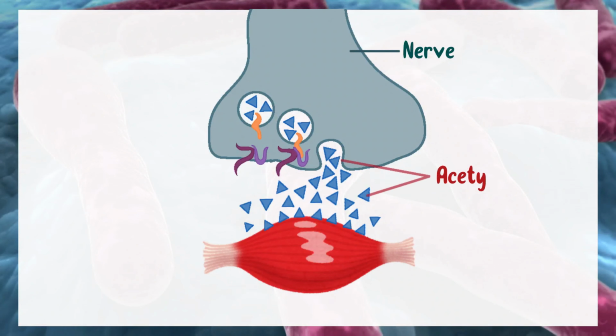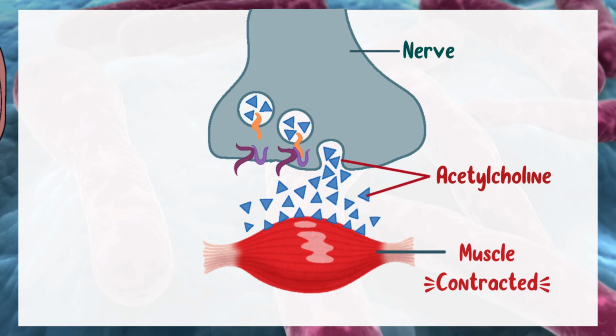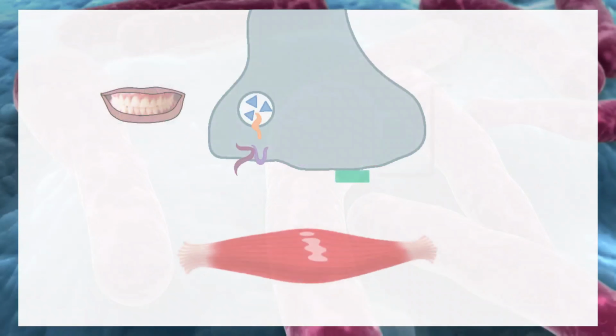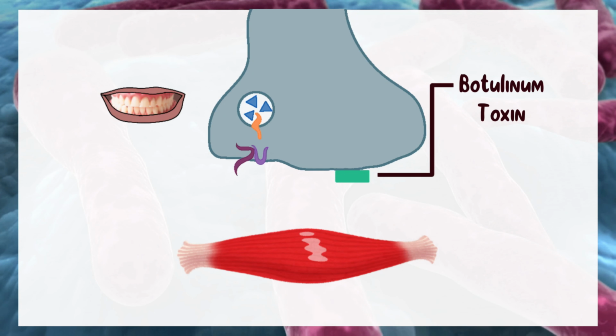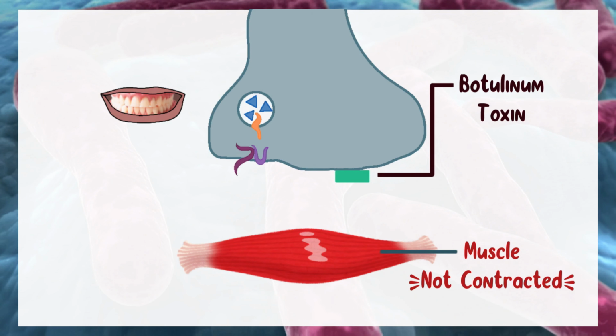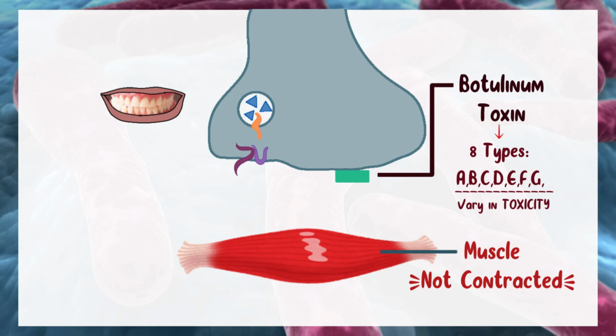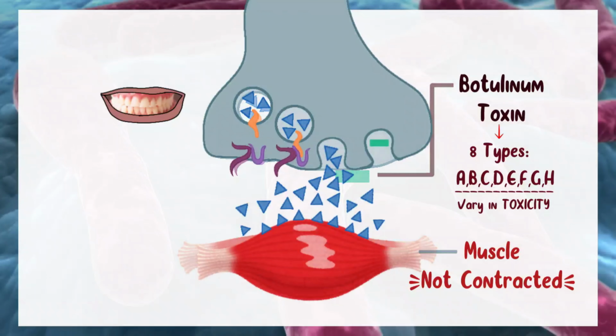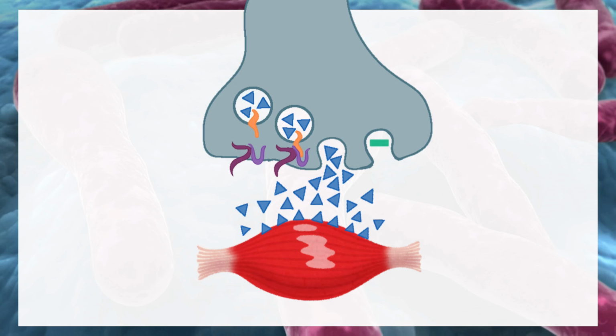Nerves that use the neurotransmitter acetylcholine are responsible for muscle control. When a contaminated food product is ingested, botulinum toxin binds specifically to these nerves, preventing muscle contraction. The toxin exists in 8 distinct types, named A, B, C, D, E, F, G, and H, each varying in toxicity.